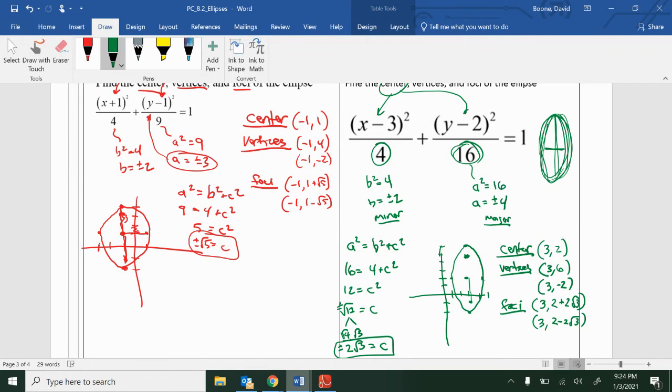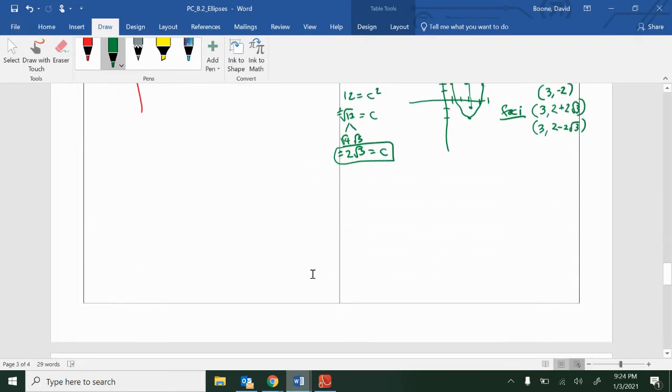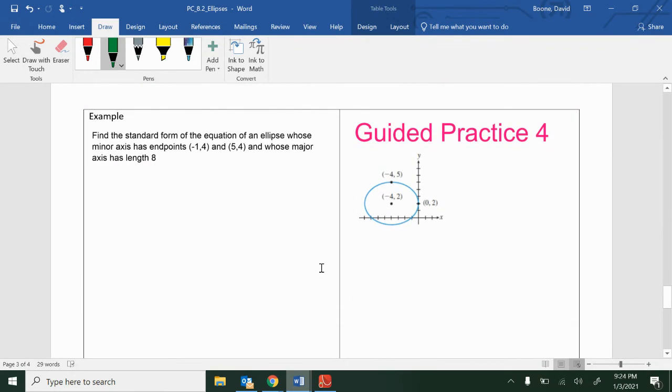All right, let's do a couple more here, and then we'll turn you loose to practice on your own. So just kind of some different ways these problems will be presented to you. So this one here says find the standard form of the equation of an ellipse. Okay, so we know we got an ellipse, so that's going to be some x squared over a squared plus y squared over some b squared equals 1. And again, these a squared and b squared values can be switched depending on which one is longer.